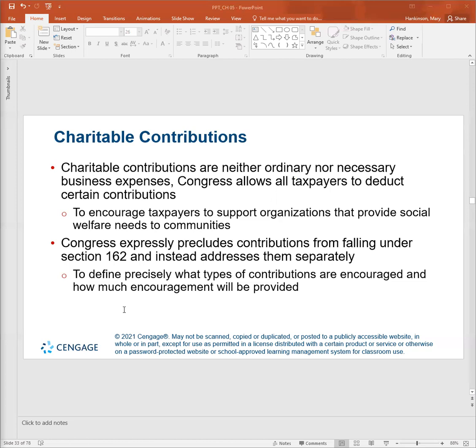However, since most expenses deductible under Section 162 are allowed without limitation or restriction, Congress expressly precludes contributions from falling under Section 162 and instead addresses them separately so as to define precisely what types of contributions are encouraged and how much encouragement will be provided.